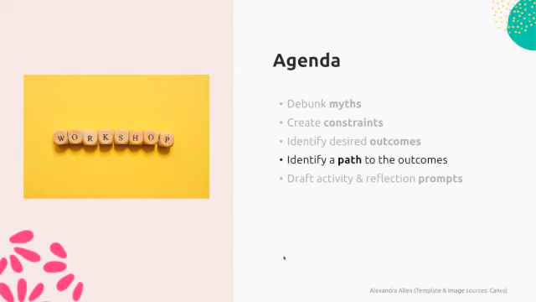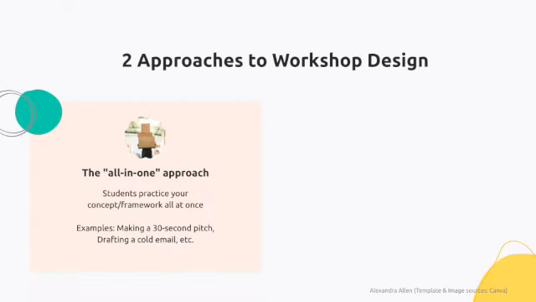So now that you've nailed that, we're going to talk about how you create a path to those outcomes. What does that look like in order to help them get to those outcomes, to create that artifact and be able to take that next step? So let's get straight into it. Okay, so now that we know what our desired outcomes are, it's time to identify a path to those outcomes. So here's what I mean by that.